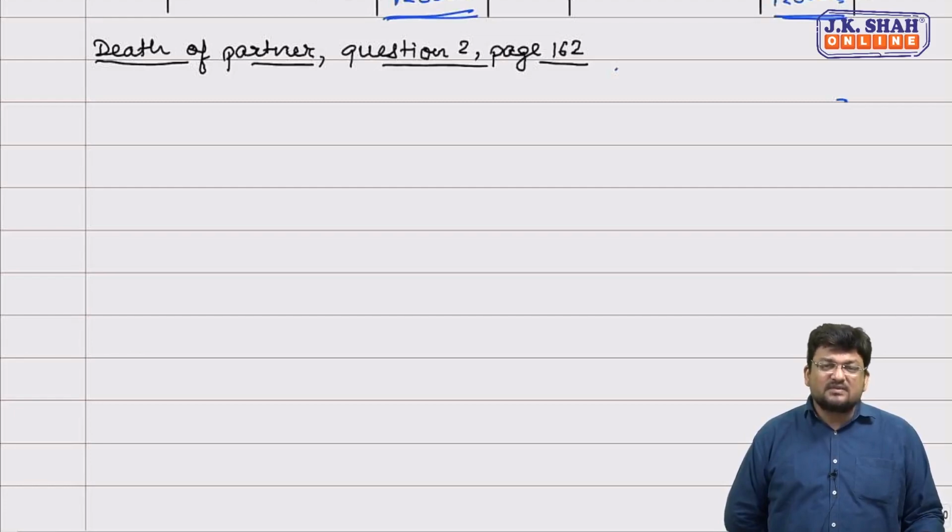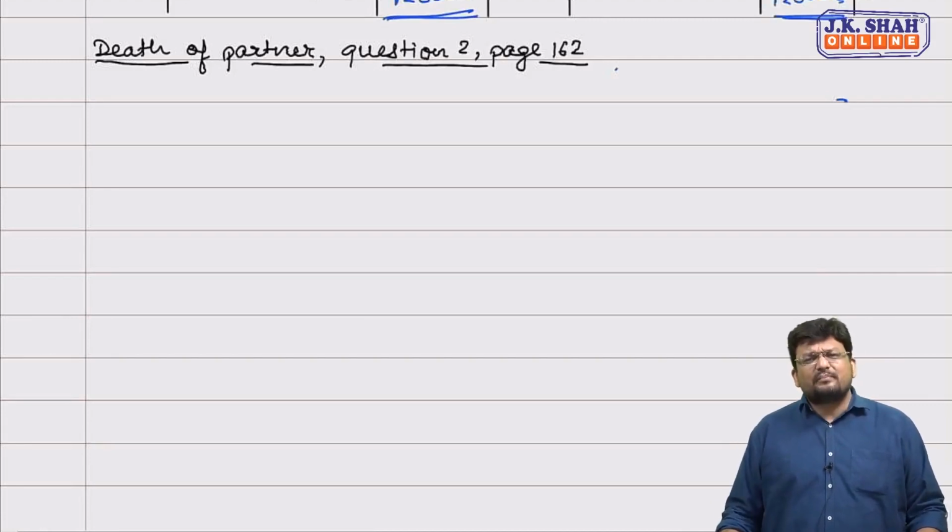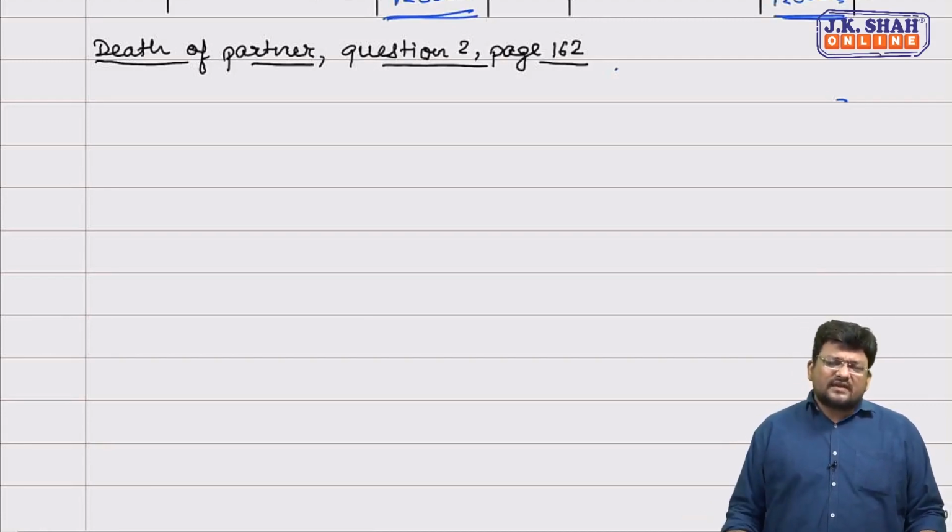Prepare B's personal account. We are supposed to prepare B's capital account, that is his personal account, so that we can calculate the amount payable to his executor, his son. So we are preparing B's capital account, and to prepare it, whatever working is required we will do along with that, correct? Yes, sir.